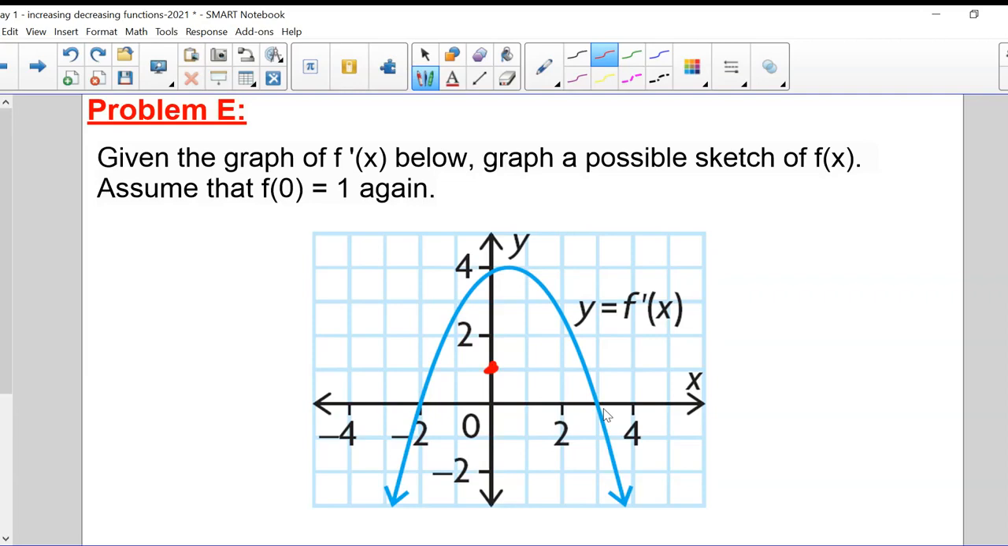Ariana, did what I just said a while ago make sense to you? That there are two horizontal tangents.